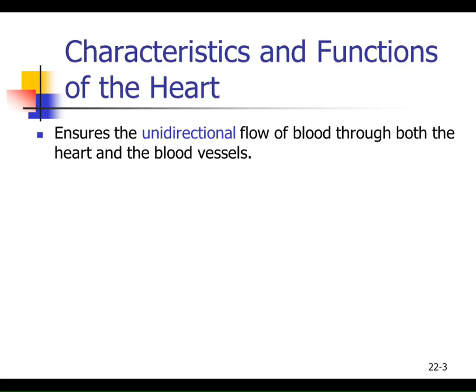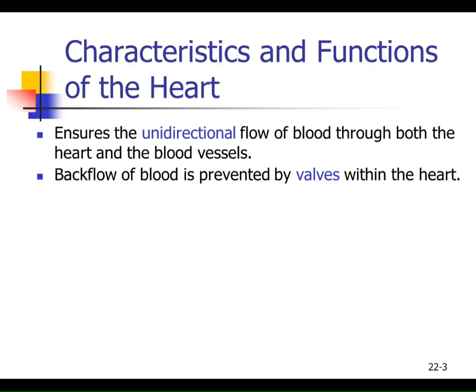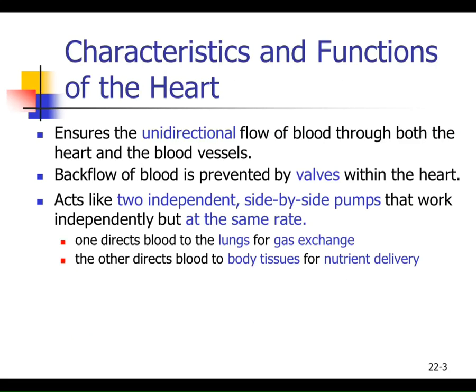What is the heart doing for us? Well, it's going to assure that blood is moving in a unidirectional way. And those valves that we know about in the heart are going to make sure that blood is only moving in one direction. We'll see when we get to the vessels that there are also some valves in your veins that are also going to keep that blood moving in a single direction. Those valves are going to make sure the blood is also not going backwards.